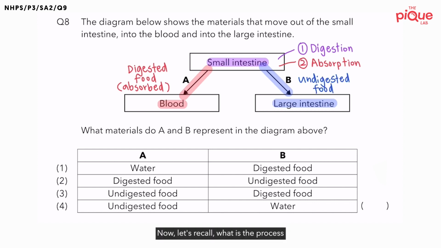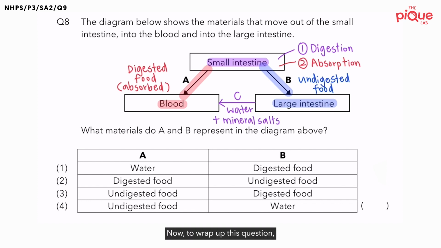Now, let's recall, what is the process that takes place in the large intestine? It is absorption. But what does the large intestine absorb? It absorbs two materials from the undigested food. What are these two materials? They are water and mineral salts into the bloodstream. So over here, if I were to draw another arrow, C, pointing from the large intestine to the bloodstream, what would C represent? Material C would represent water and mineral salts.